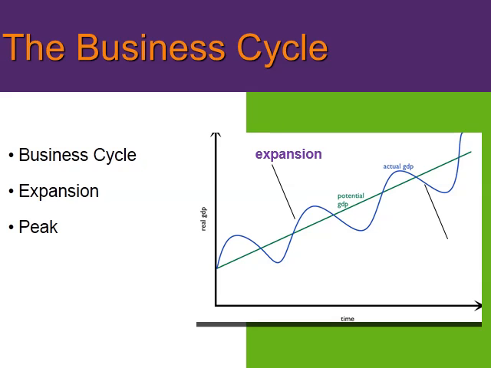An expansion is when the economy is experiencing growth. Production is increasing and employment is expanding. Prices are often rising along with this growth. A peak is when business activity reaches a temporary maximum with full employment and near capacity output. The unemployment rate is at its lowest level.